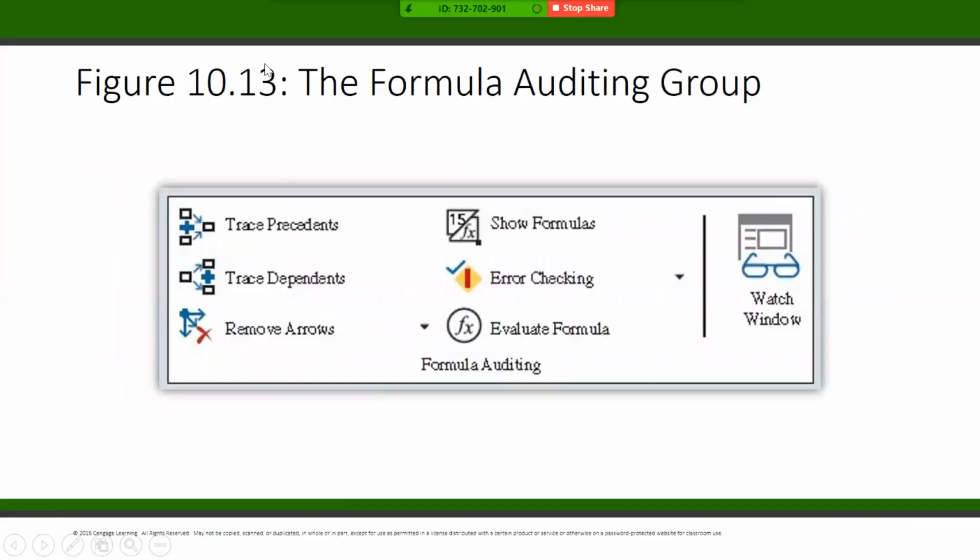Okay. And so this is our formula auditing group. So we have trace precedence, trace dependence. Sometimes once we get the arrows in there, we want to remove the arrows, so we can do that. We can show the formulas, do error checking, and evaluate the formulas. So this is all going to be in the formula auditing group.